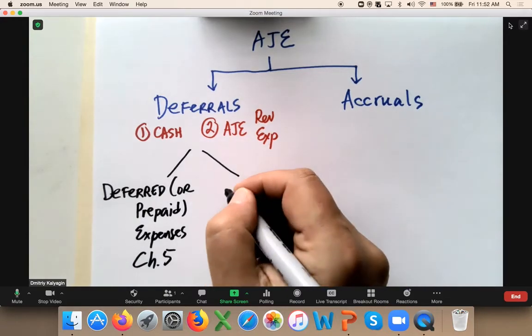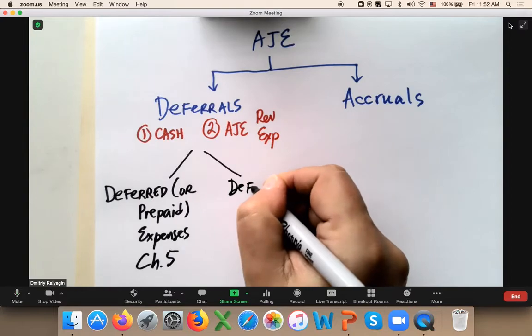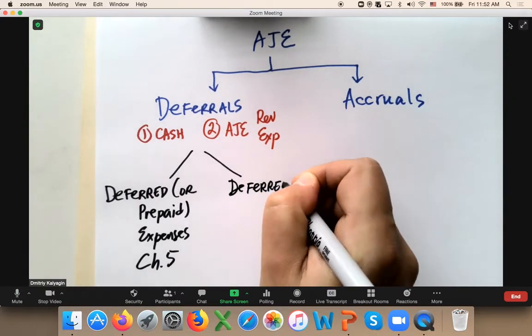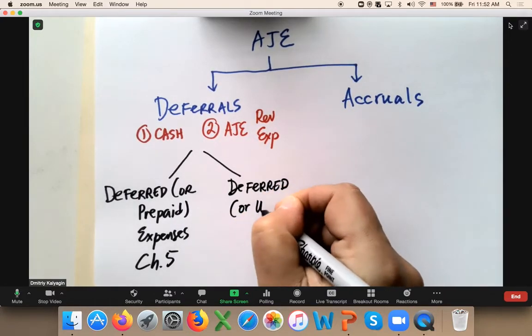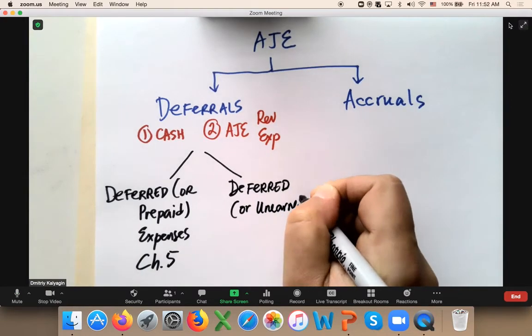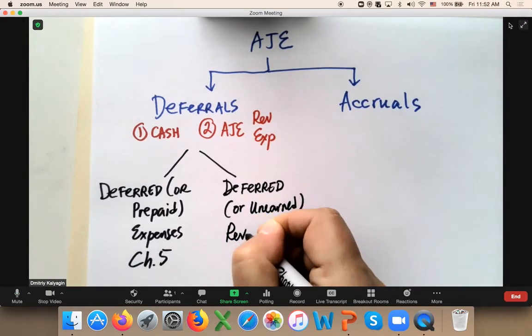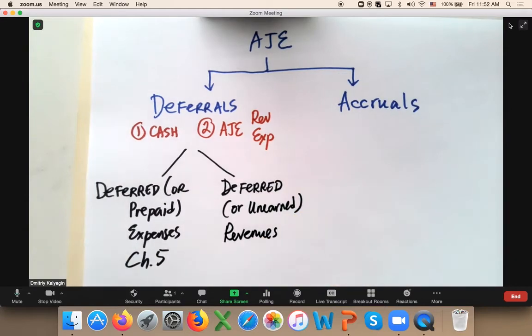And the second group is called deferred, or unearned, same thing, revenues. We haven't talked about them yet. Your textbook does not describe them in much detail. I'll describe them a little bit more.